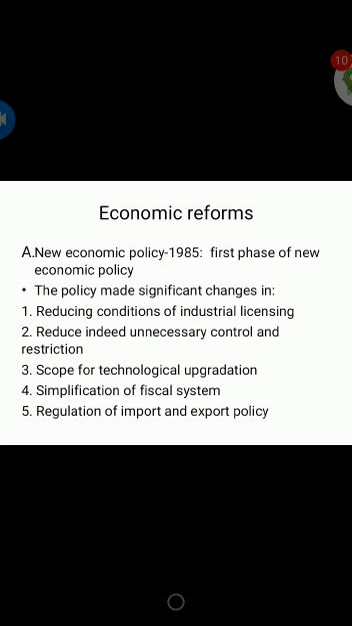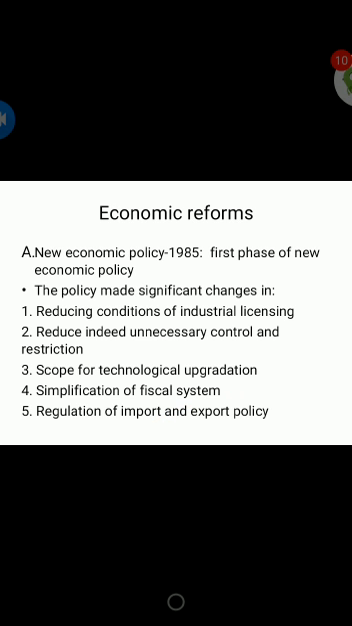The next is that it gives scope for technological upgradation. Then the fiscal system. We know fiscal policy, which we have already studied. Here the government is going to collect revenue in this form. The next is regulation of import and export policy. Some regulations were there on import and export policy. The policy initiated several measures.